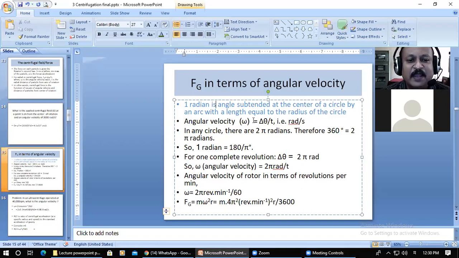So now the angular velocity omega is given as the number of degrees traveled, that is the movement of the particle, or the movement of the rotor, per unit of time. So I've written here delta theta divided by t, that is the angular velocity.